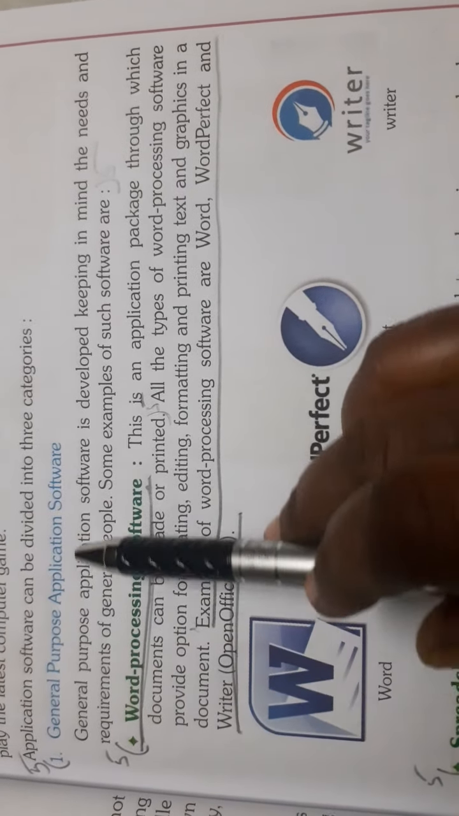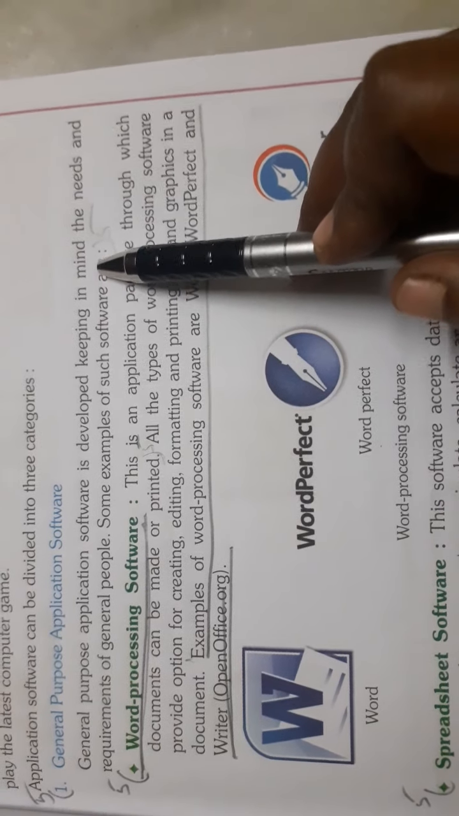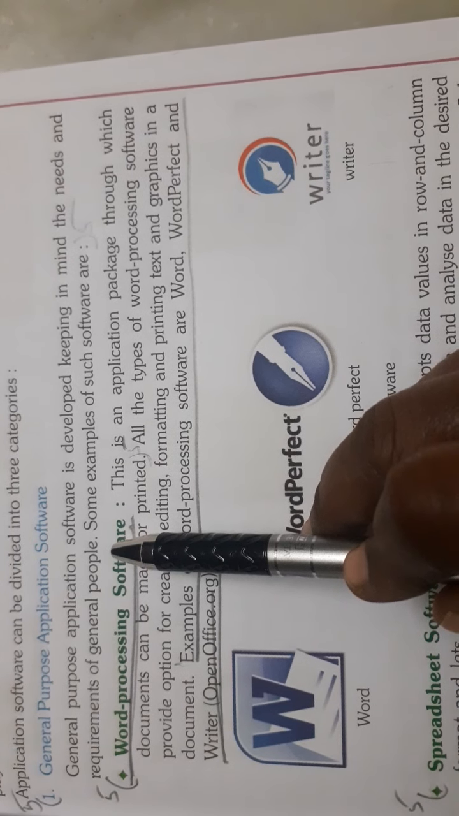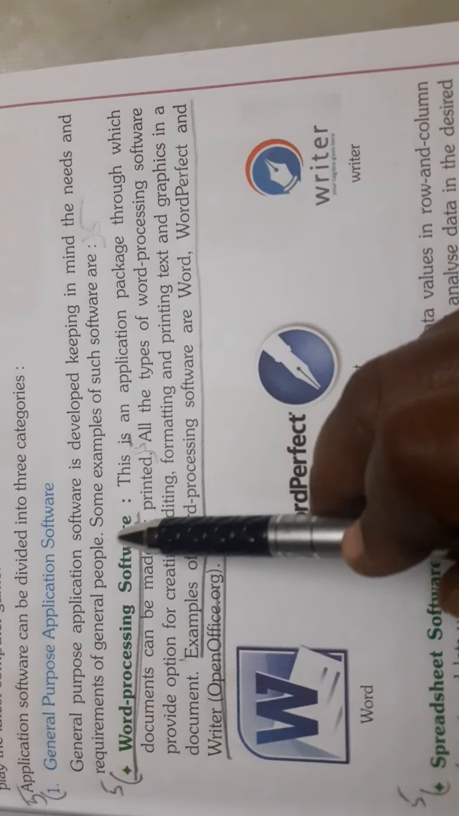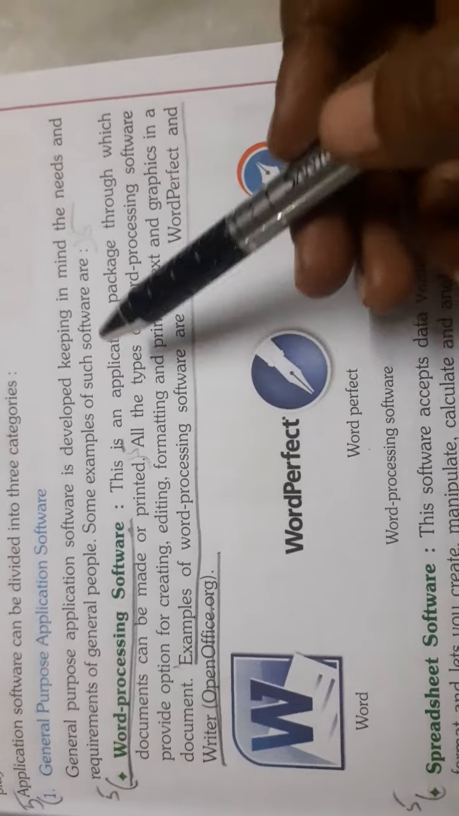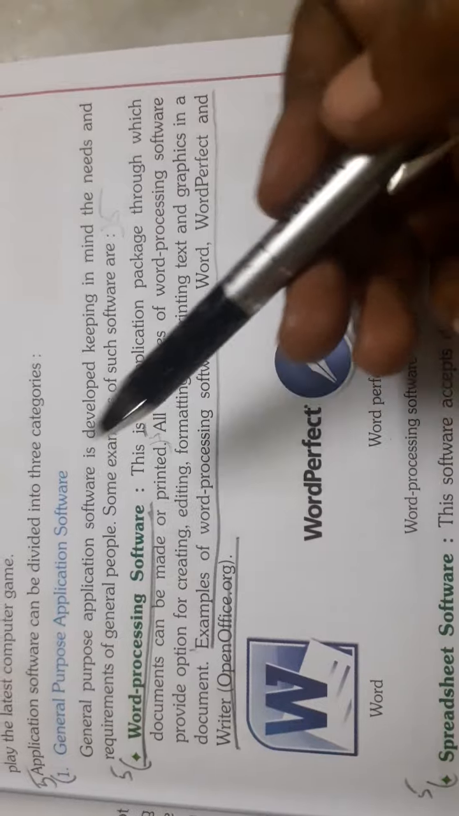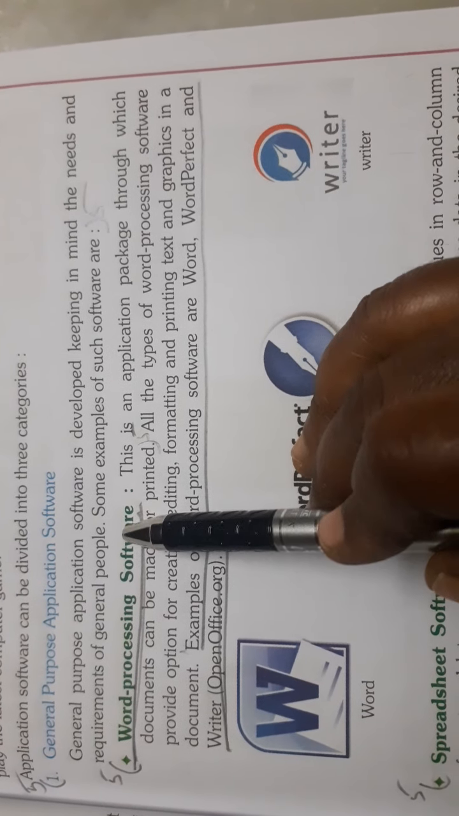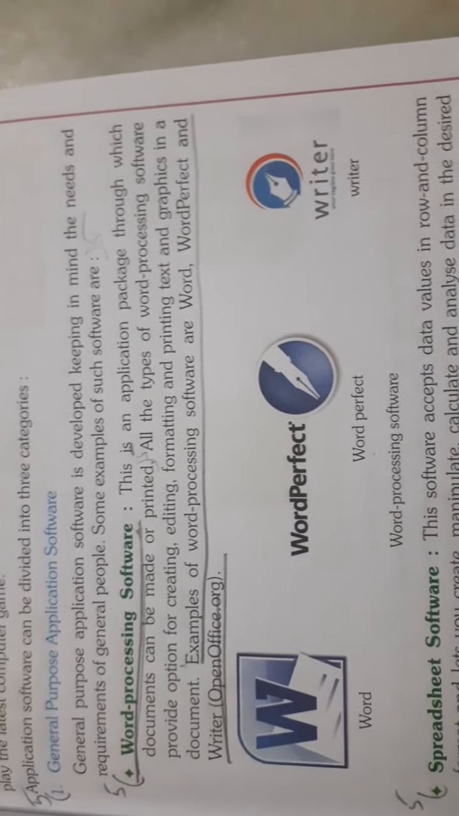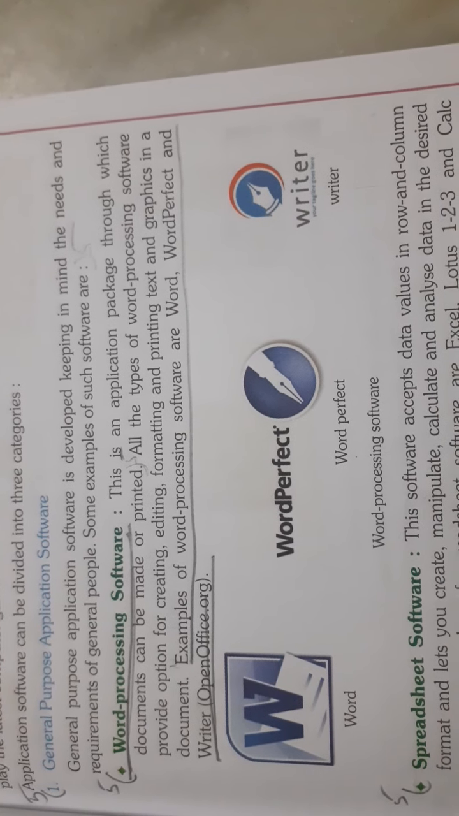See, general purpose application software. General purpose application software is developed keeping in mind the needs and requirements of general people. Okay, the general people who are using softwares the most for general purposes, to fulfill their needs, those softwares we call general purpose softwares. Some examples of such softwares are word processing software, spreadsheet software, database management software, desktop publishing software, and presentation software.